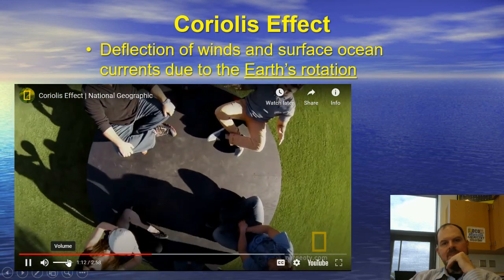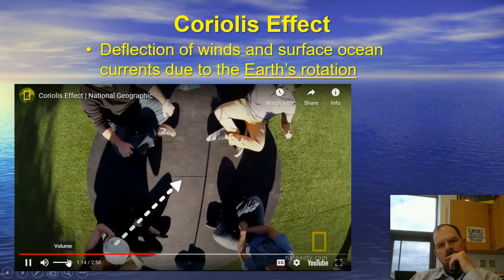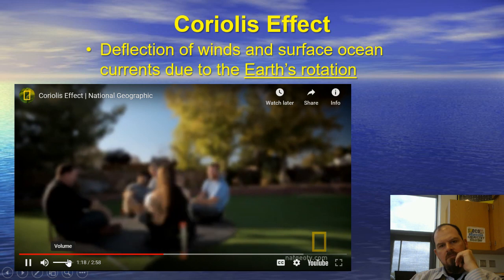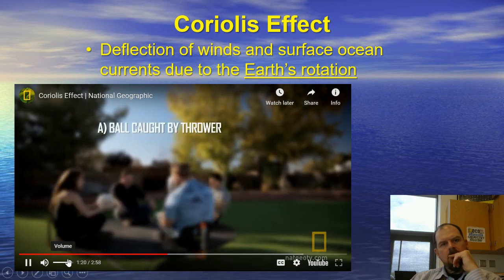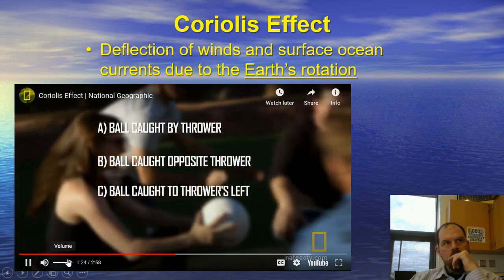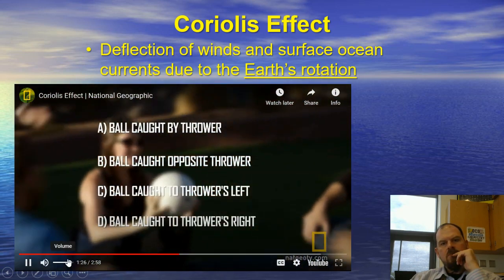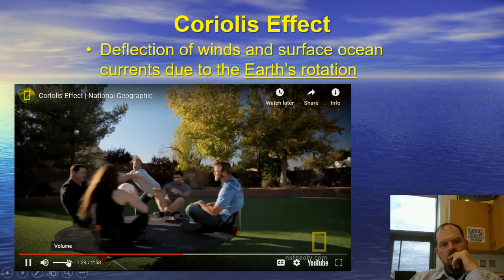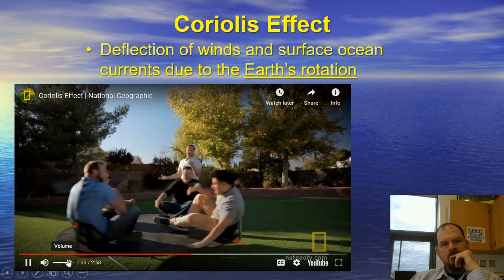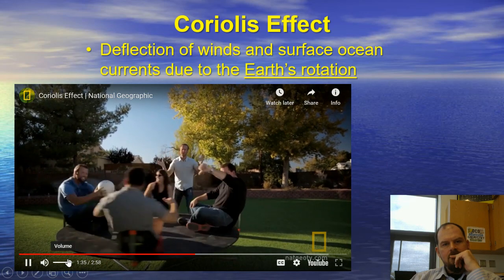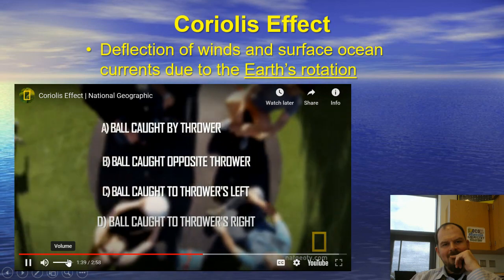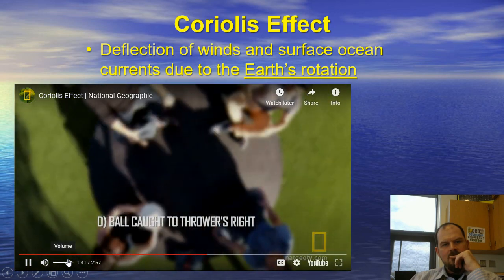Yeah. Now remember, the ball will be thrown straight across the spinning merry-go-round, but where will it end up? Will it be caught by the thrower? Will it be caught by the person opposite? Will it be caught by the person to the thrower's left? Or by the person to the thrower's right? Right, in your own time, throw the ball. I got this. Oh! So the answer was D. It was caught by the person on the thrower's right.